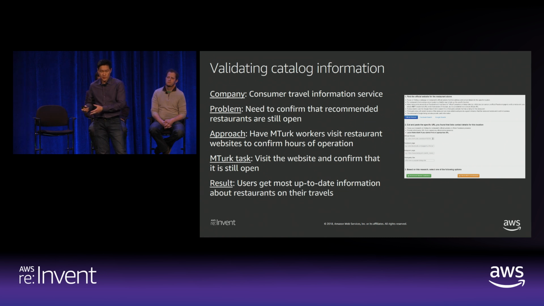So they send a task to workers, they go to the restaurant's website, and they confirm, is this restaurant still in business? Update the hours of operation, any other kind of details they want to have about the restaurant. And then naturally, the end result is now customers of theirs are able to get up-to-date information on restaurant recommendations while they're traveling.